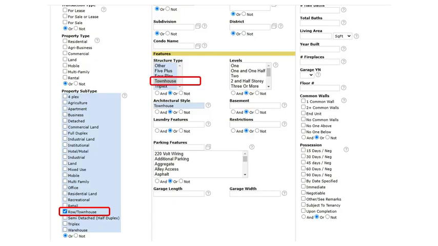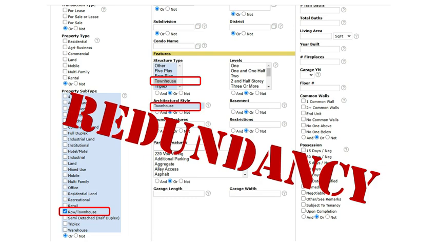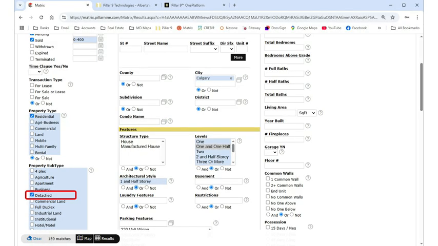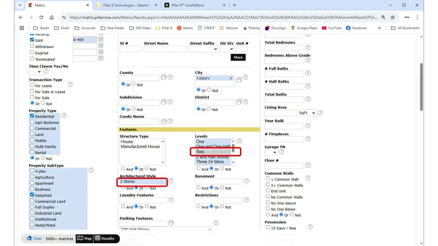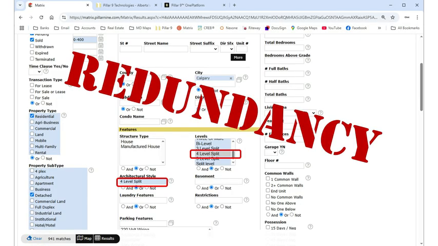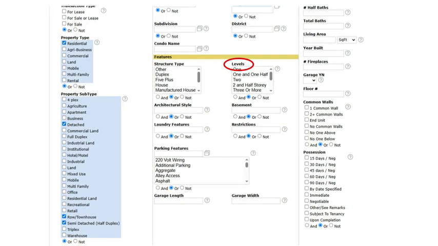Here it is under structure type and architectural style. My goodness, we got triple redundancy right there. Now if we look under detached and under levels, we got 1.5, architectural style 1.5. Redundancy. 2-story, 2-story, redundancy. 4-level split, 4-level split, redundancy. Okay, I'll just skip to the end and say everything that's in the levels field is also under architectural style.